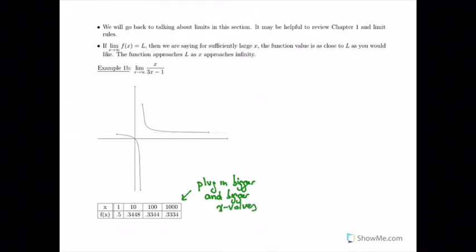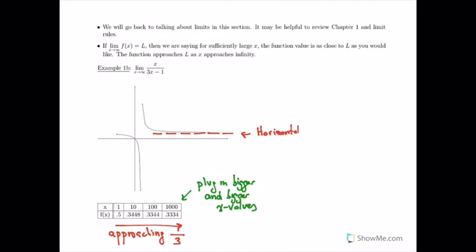And when we do this, we see that the function values are getting closer and closer to 0.333 or 1/3. These are approaching 1/3. And we can see in the picture, I drew a little more detail here, that we have this dotted line here. This is a horizontal asymptote that the function is approaching as x gets larger.